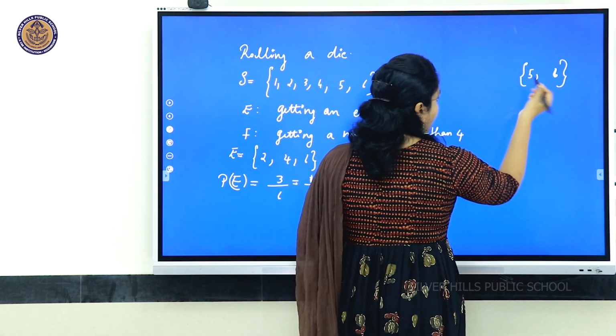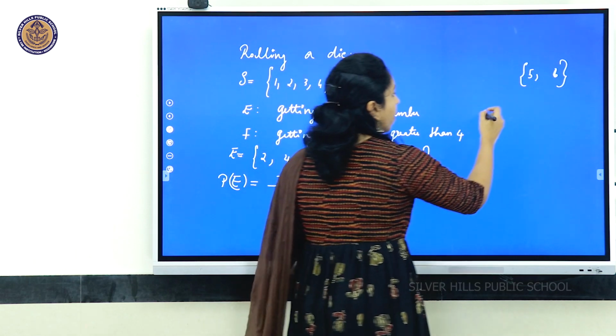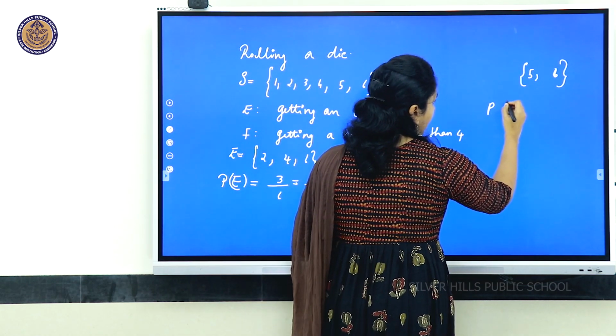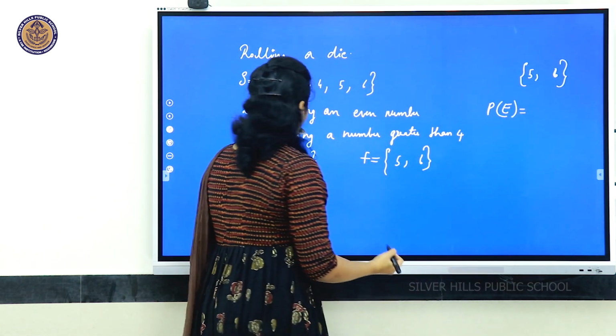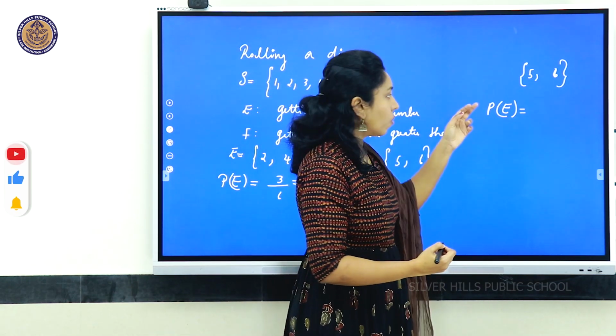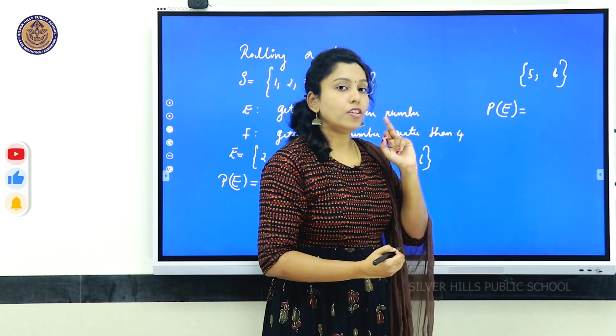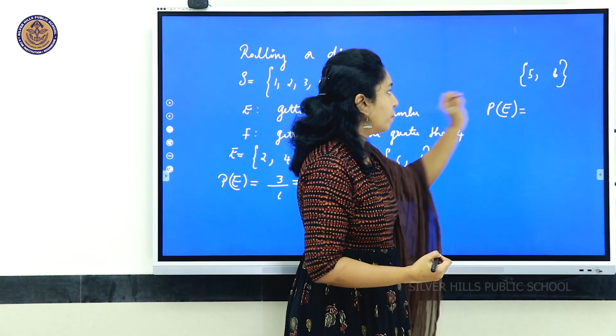So if my question is presented like that, the probability of getting an even number E, because I have already taken E as getting an even number, but then I change the question: what is the probability of getting an even number if the die shows a number greater than 4?